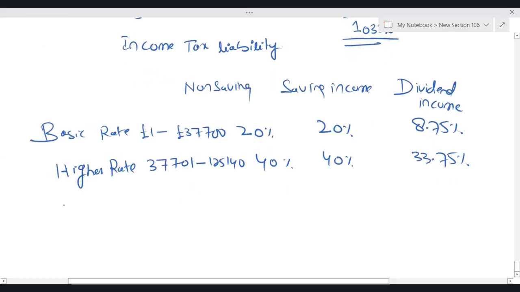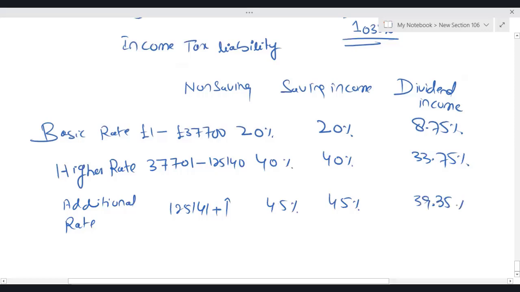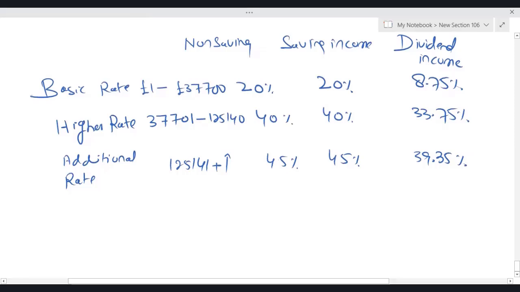Finally, additional rate: 125,141 and above. Rate is 45, 45, 39.35%. And we have already discussed in case of saving income the concept of a starting rate band and the concept of nil rate band. If someone is a basic rate taxpayer, they get nil rate band of 1,000 for the saving income, a higher rate taxpayer gets nil rate band of 500 for the saving income.